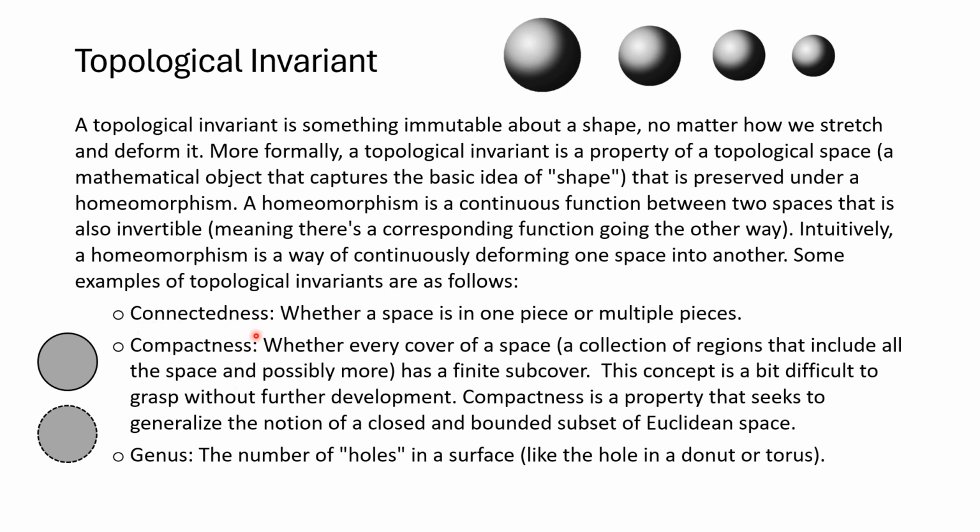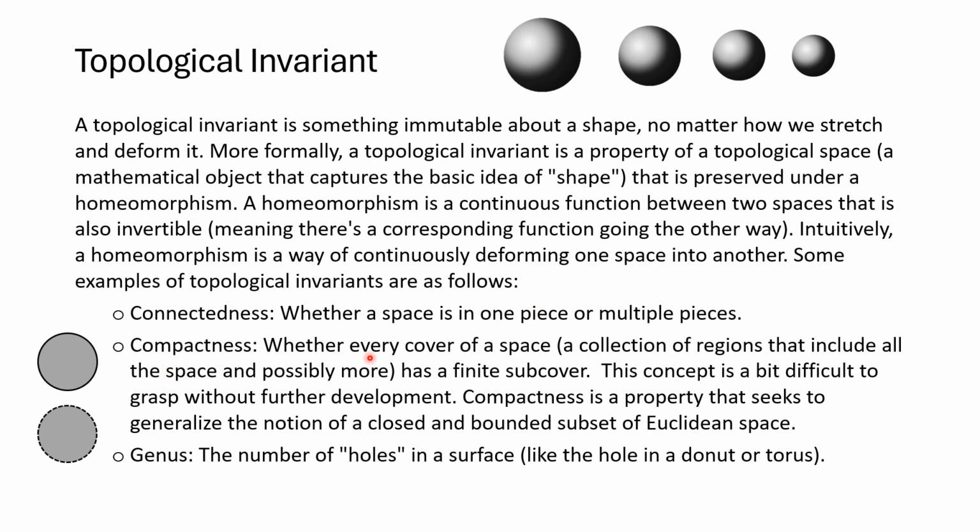Connectedness is pretty obvious. That's just the number of pieces you have. So if you have one object that's 3 pieces and you bundle them together and connect them and just get one piece, then the two objects are topologically different because you have to have the same number of pieces to be topologically equivalent.